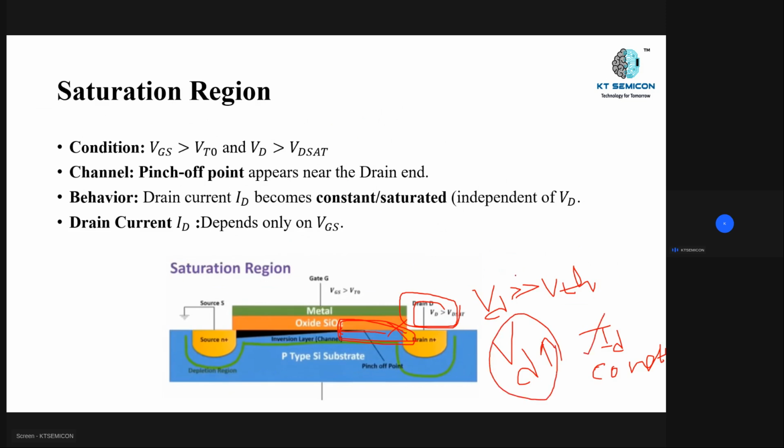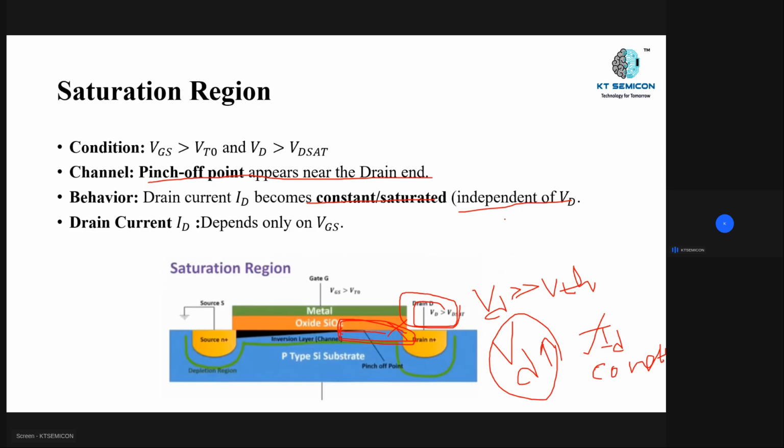Constant means my ID current is saturated. So this is the thing. Channel pinch off appears near the drain end, which means it moves away from the drain, and ID current becomes constant, which means saturated. It is independent of VD. It is not depending on VD.